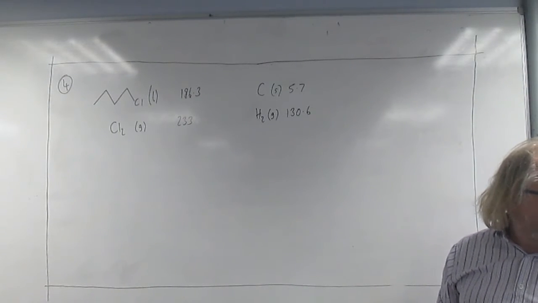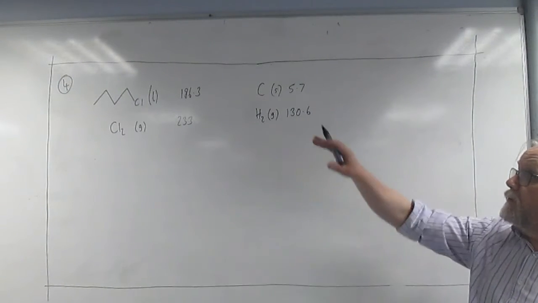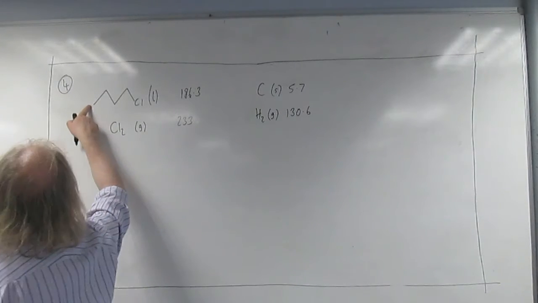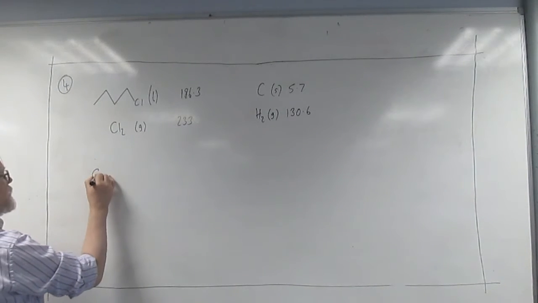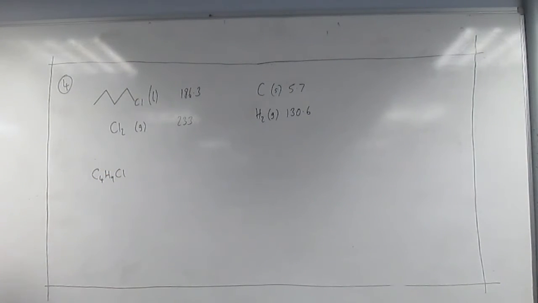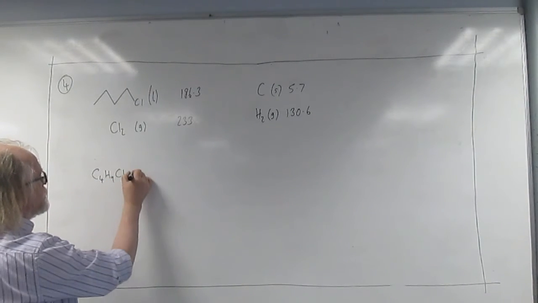And then it wants an equation for the formation of 1-chlorobutane from its elements. So this is 1-chlorobutane, which is C4H9Cl as a molecular formula. So the equation for formation means that we've got to make 1 mole of that from its elements.